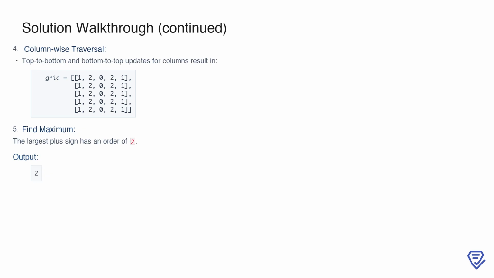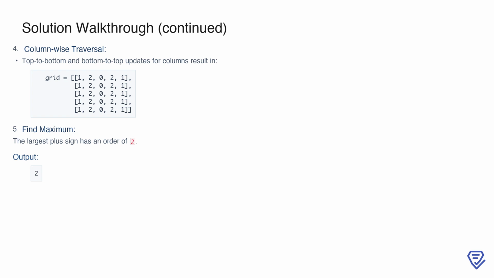Now, we turn to column-wise traversal. Starting from the top and moving downward, we update the arm lengths at each cell by considering the vertical constraints. Similarly, as we traverse from bottom to top, we ensure that the arm lengths remain minimal in all directions. Once completed, the grid reflects the final state after accounting for all constraints from the mines.